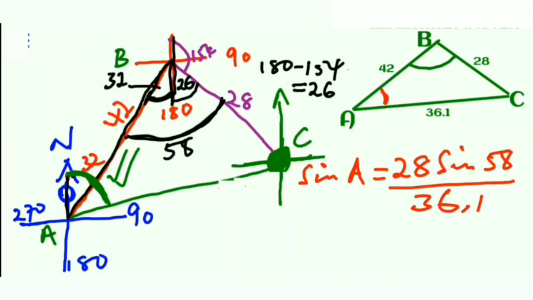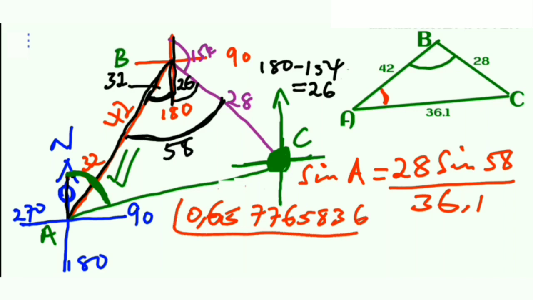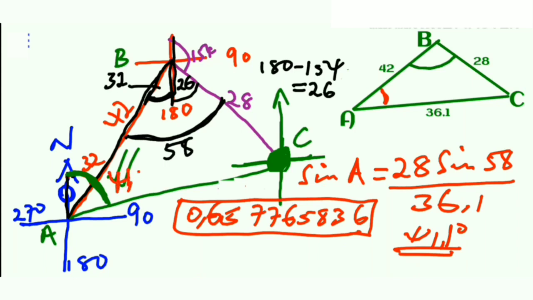Using the calculator here, you get 0.657765836, but there is no need of writing this number down. So you have to press the second function keypad or the shift keypad, then sine, then equals. The answer will be 41.1 degrees, meaning this angle is 41.1 degrees.